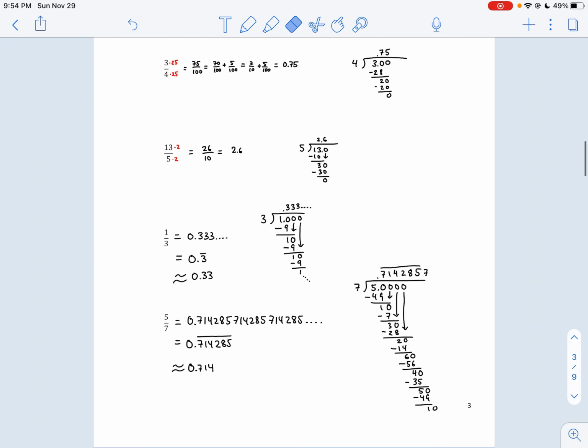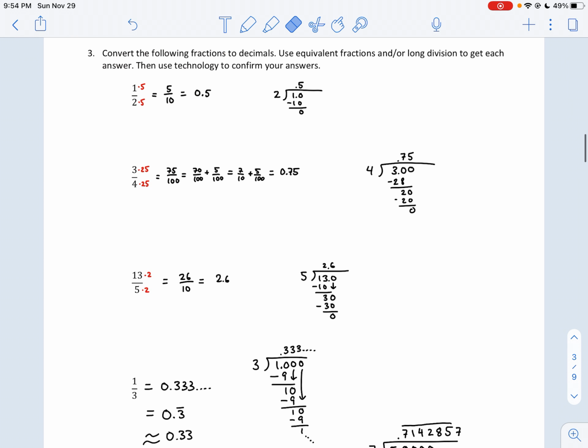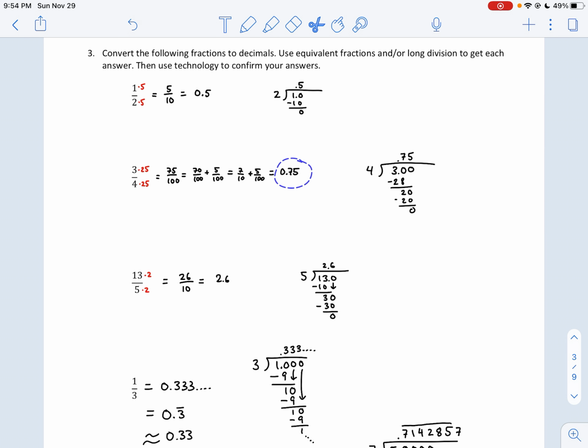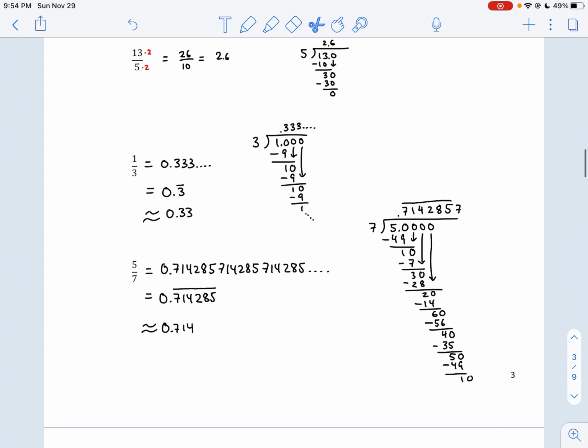Now, where did we see that before? It was up here when we converted fractions to decimals. Let me back up a little bit. In some cases, like these top three cases, when I did long division, eventually I was able to get a remainder of 0, which means my decimal expression, we say, was a terminating decimal. So 0.5, and then we stopped. 0.75, and then stopped at that 5. 2.6, and then stopped.